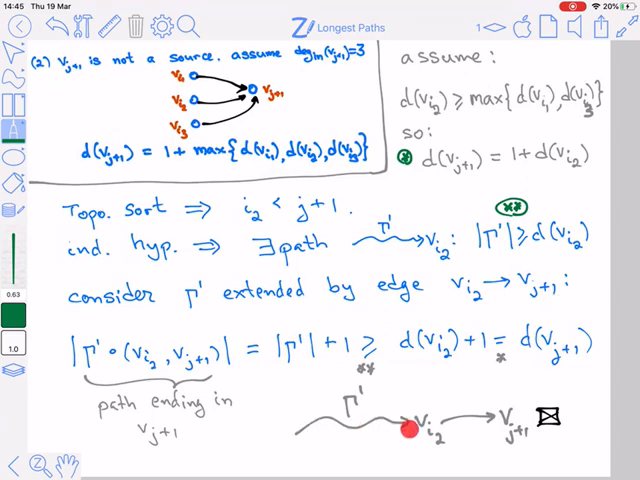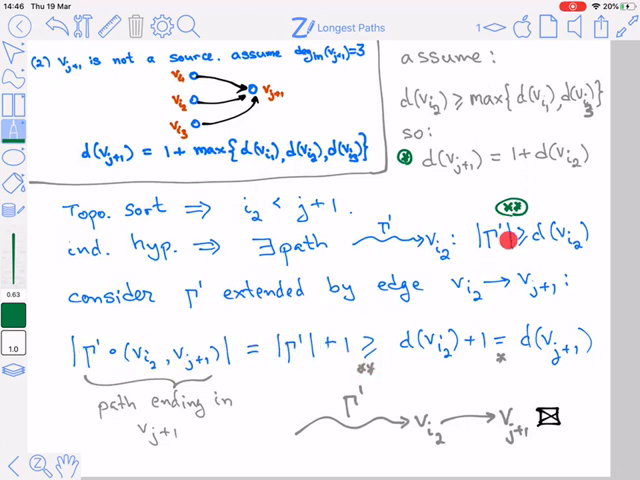This is my path ending in Vi2, we call it gamma prime, and to this path we add the edge from Vi2 to Vj plus 1. Now, what is the length of this path? Here it is, gamma prime extended by Vi2, comma, Vj plus 1. Notice that I use this small circle to denote concatenation of paths, or an extension of the path by an edge. This is a path that ends in Vj plus 1, as you can see here in the drawing. Its length is the length of gamma prime plus 1 edge.